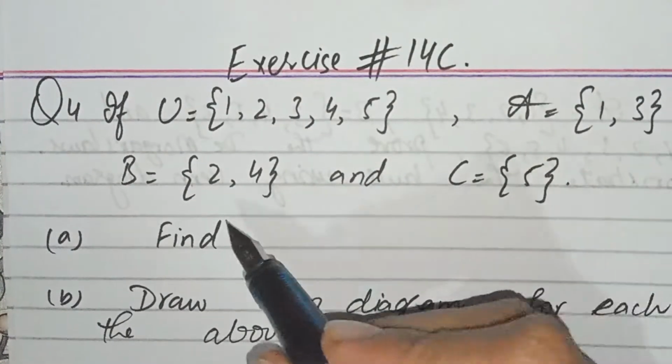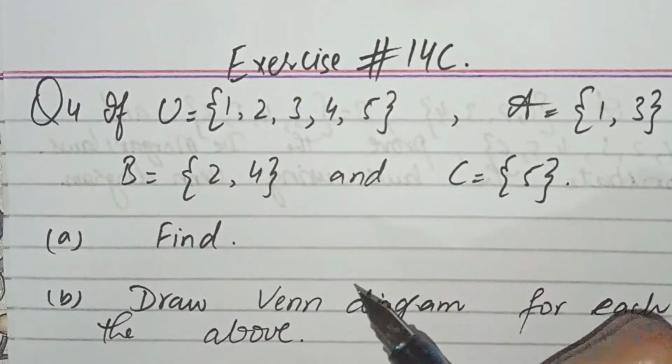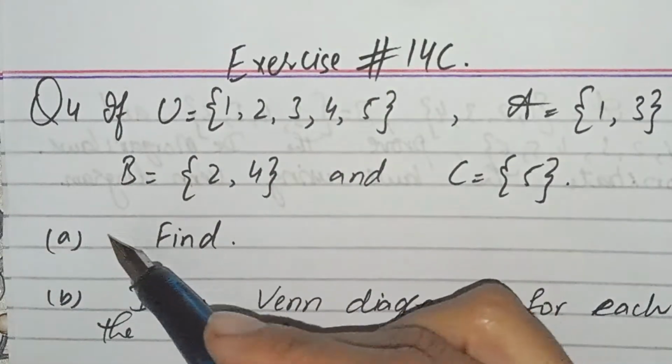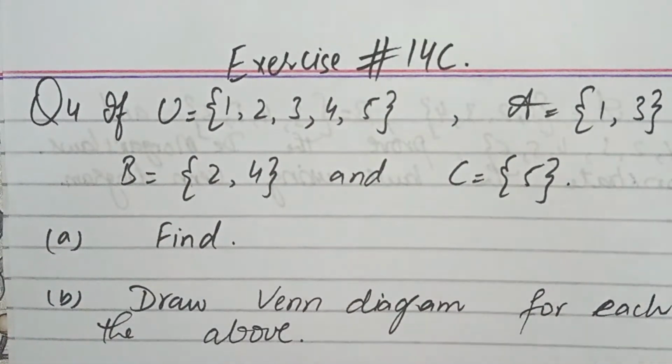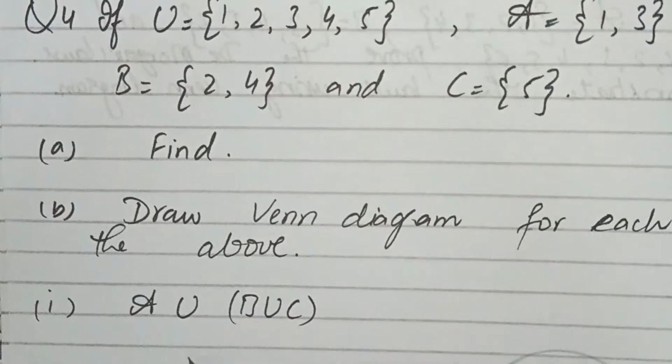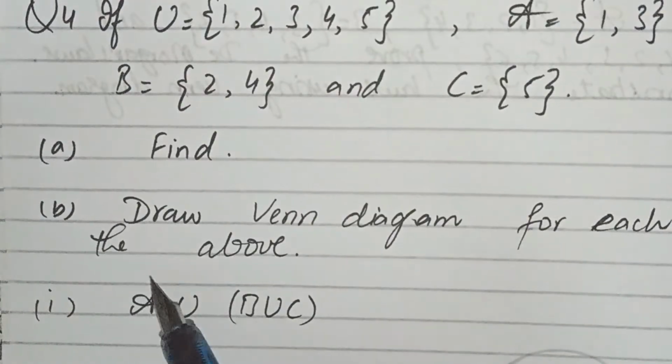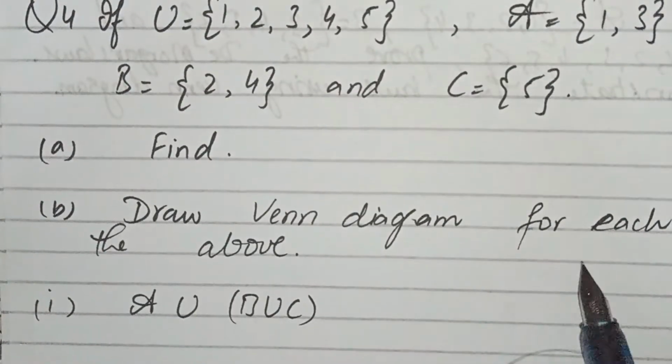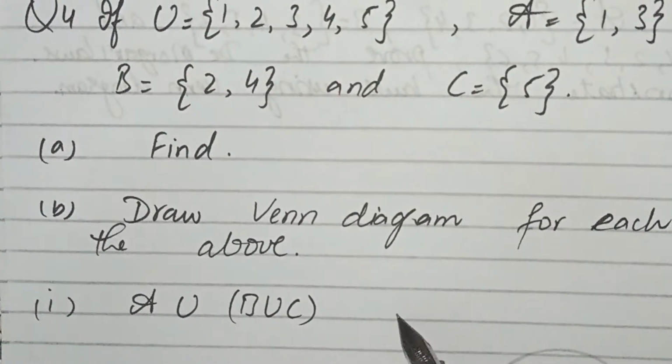If use this A, this B and C, find. I write A and B part together. And part number A, we have to find A union B union C. In part number D, we have to draw a Venn diagram for each of the above. We have to draw the Venn diagram of these findings.